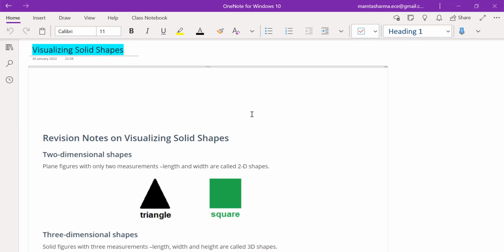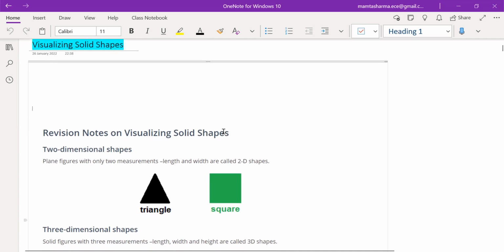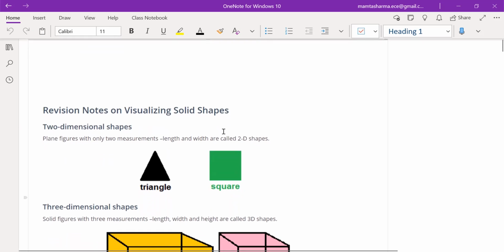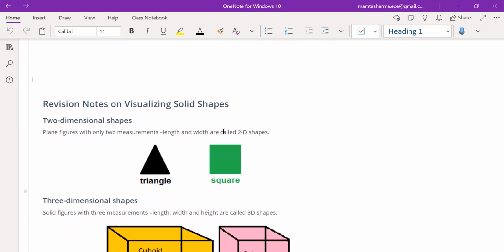Base and the height. Okay. Solid shapes means the shapes which are solid, which don't have any hollow space inside that. So we will learn those types of shapes.